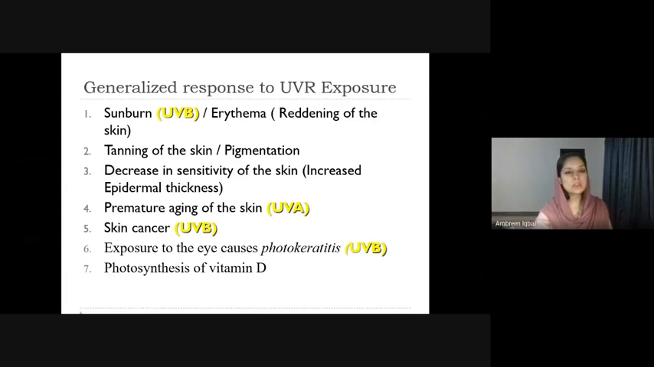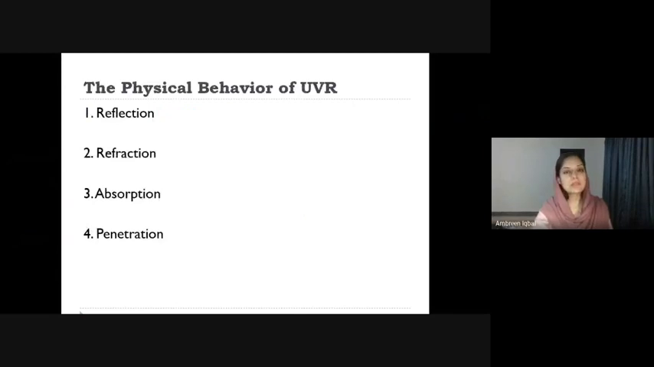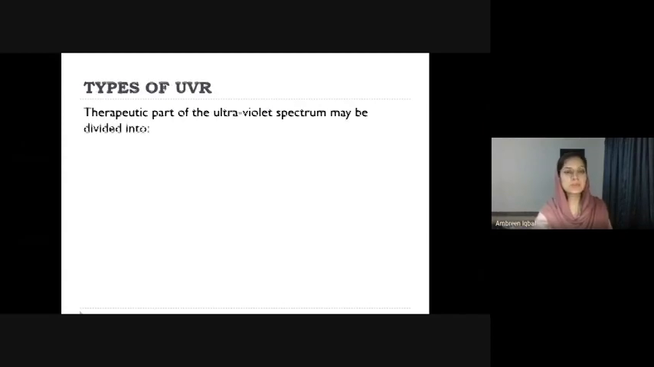The fourth generalized response to ultraviolet is premature aging of the skin. This usually happens with ultraviolet radiation A. Skin cancer is also usually common with ultraviolet B rays. Exposure to the eye even causes photokeratitis, and one of the very beneficial and therapeutic effects of ultraviolet radiation is photosynthesis of vitamin D. There are certain physical barriers of ultraviolet radiation that we are going to face, such as reflection, diffraction, absorption, and penetration of ultraviolet radiation.